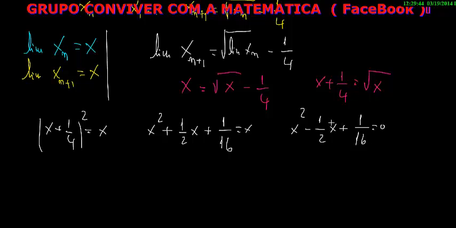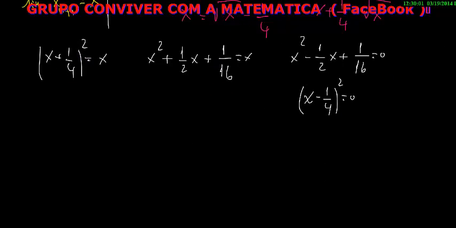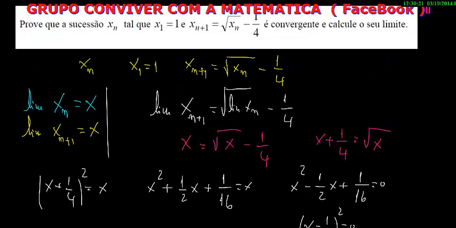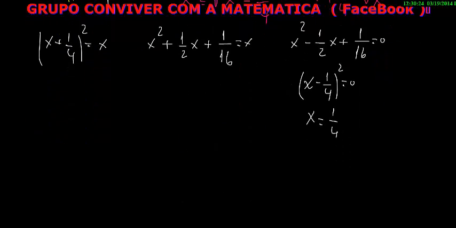I think it is not very difficult to understand that this is the same as x minus 1 over 4 squared equals 0. If I develop the expression, I will have x squared minus 2 times 1 over 4 x plus 1 over 16. And so the solution will be x equals 1 over 4. That's nice. So if there is a limit, it must be 1 over 4.